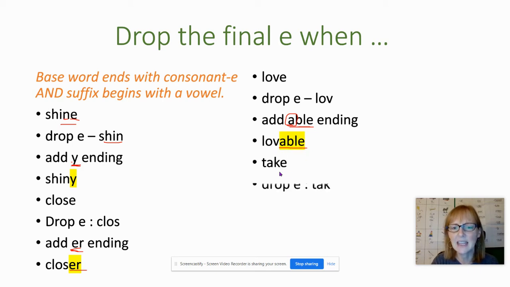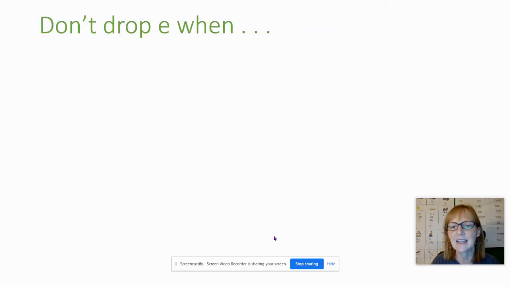Here's the word take. We're going to drop the E. We're going to add ing. Again, ing starts with a vowel, so we're going to drop that E, and then we're going to add ing, and we end up with taking.